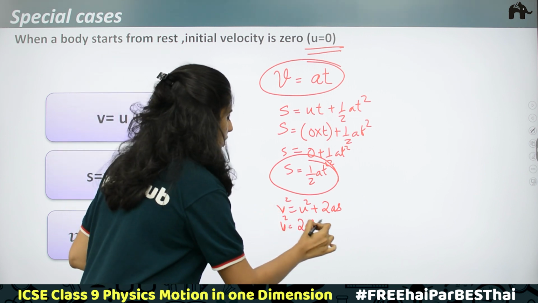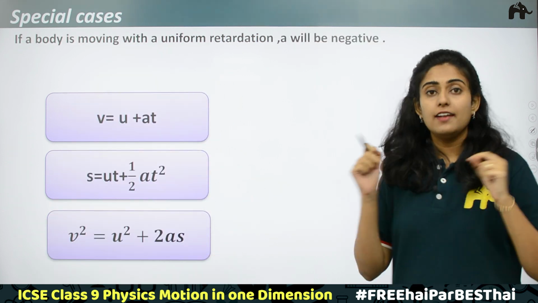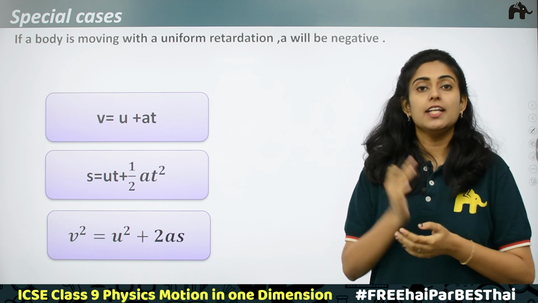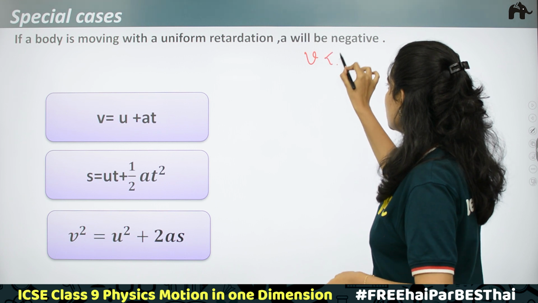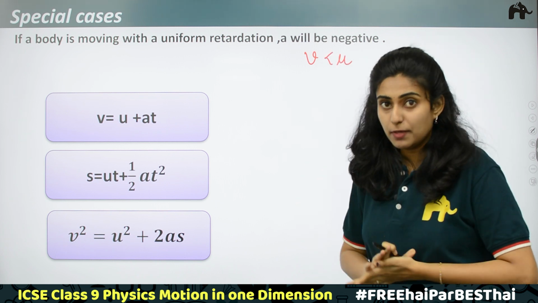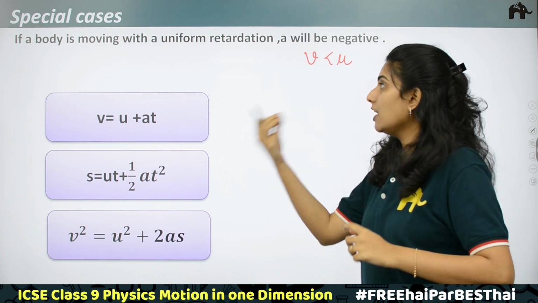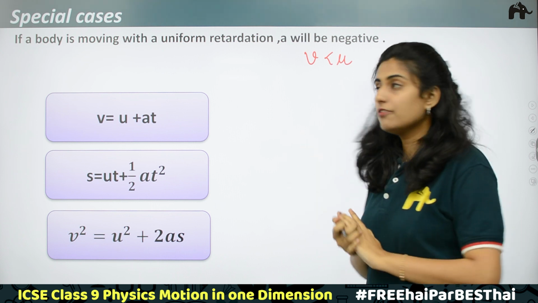So this is the third equation of motion when the initial velocity becomes equal to 0. Now when a body is moving with uniform retardation, we know what is retardation. Retardation is negative acceleration. In that case, the final velocity will be less than the initial velocity. Applying brakes and the body is coming to rest in time t. In that case, the final velocity will be less than the initial velocity. This is a case of retardation.